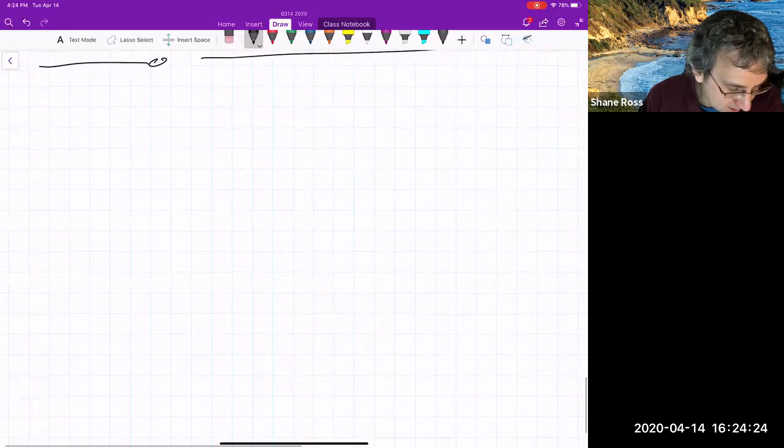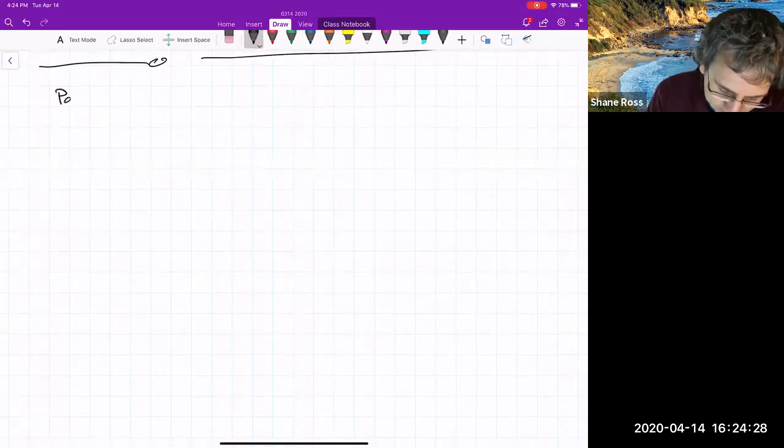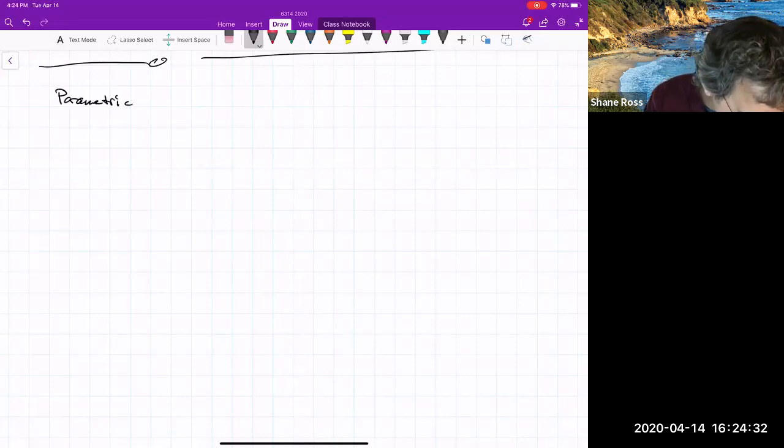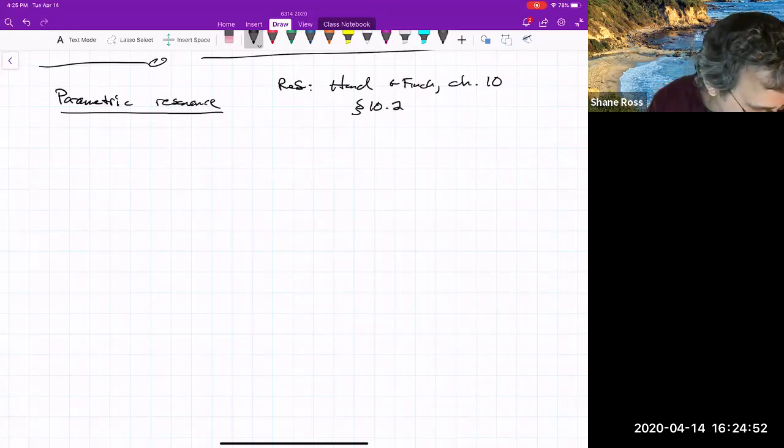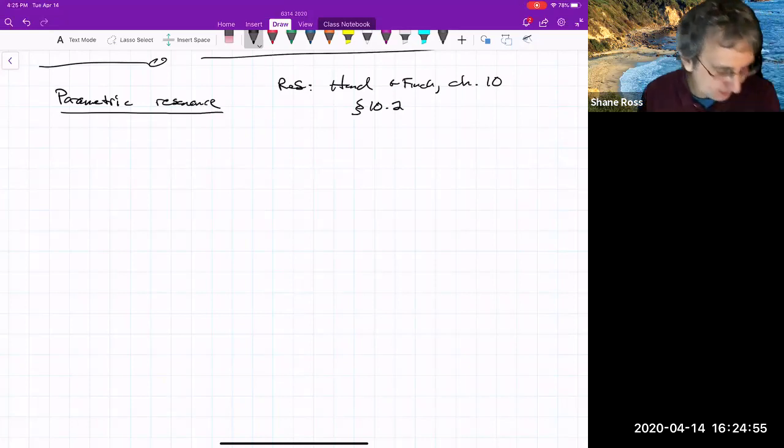So this is the idea of parametric resonance. This is more down to earth. It may get a little mathy, but very dynamicsy. The reference is Hand and Finch, chapter 10, and specifically, this part is 10.2. If I haven't posted that, I will.